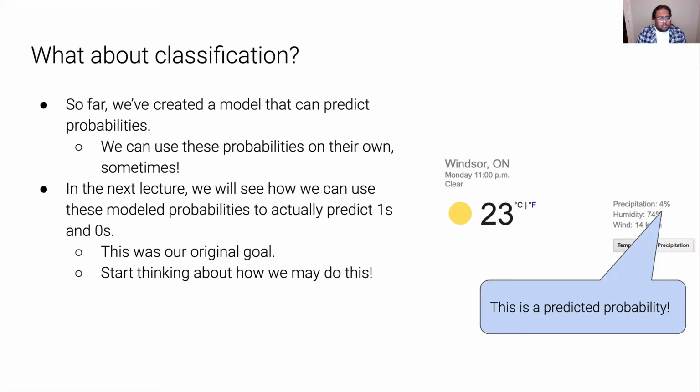So, you may be wondering, how have we gone through this entire lecture and we haven't actually talked about classification? You may remember our goal at the beginning was to predict categorical variables, 1s and 0s, and all we've done so far is predict probabilities. Well, unfortunately, that's going to have to wait until the next lecture. But what I want you to do is start thinking about how we can use the probabilities that our logistic regression model creates in order to make classifications.